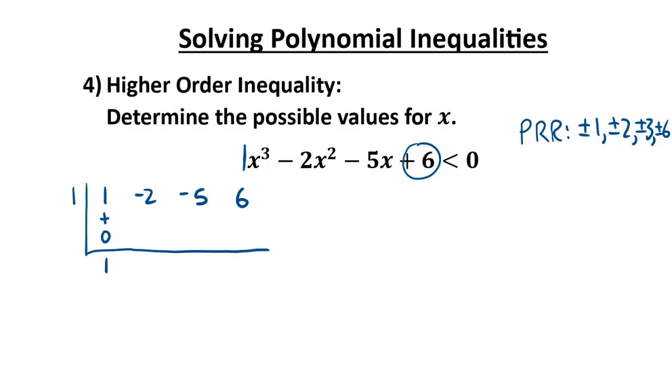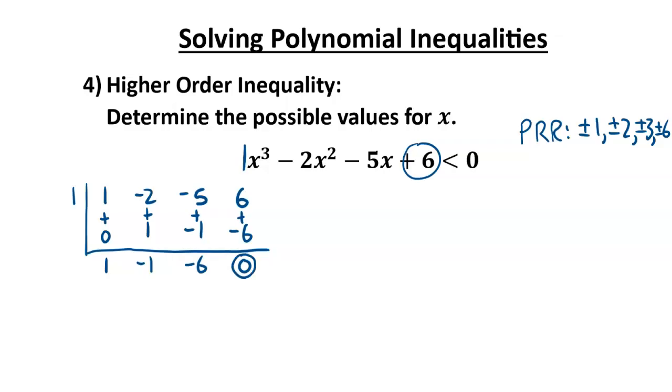And now what we do is we multiply the 1 times 1 and we get 1 again, and we write that in the next column, and we add it to the number above it, so we get negative 1. Now the 1 out front, again, we multiply by that bottom number, negative 1, and we get negative 1. Add to the number above it, we get negative 6. 1 times negative 6, I write the negative 6 there, and I get a remainder of 0.